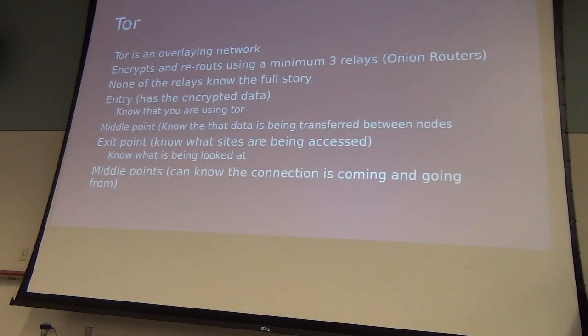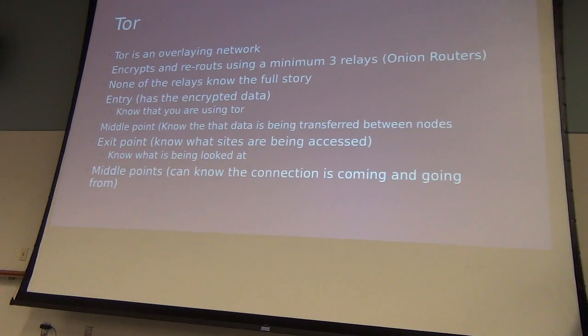Tor is an overlay network. It's on top of another network. It just encrypts and reroutes using a minimum of 3 relays. Each relay would have its own individual key. You have an entry point, a middle point, and an exit point. I believe someone mentioned it earlier: if someone has an entry point and an exit point, it makes it a lot easier to figure out what people are doing on the network. That's one of the flaws of Tor, and there's no real good way of working around that.